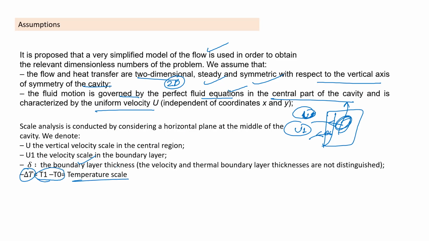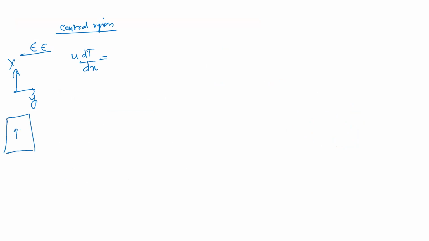Okay. So let us start with analyzing the equation. First we will take the central region. So we will go to the energy equation straightaway. In the energy equation, we know u dT by dx. So this is x, this is y. So u dT by dx comes to be, there is a uniform volumetric heat generation, Q triple prime, so it comes to be Q triple prime by rho Cp. So what happened to the other terms inside this? They all go to negligible.